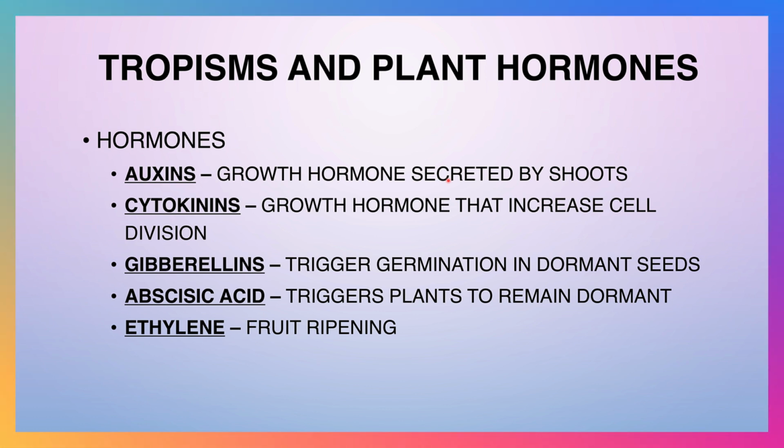So if you detect a rotten fruit in a bunch of fruits or in a basket, you take it out to prevent the ethylene that's secreted from causing the rest of the fruit to become rotten.